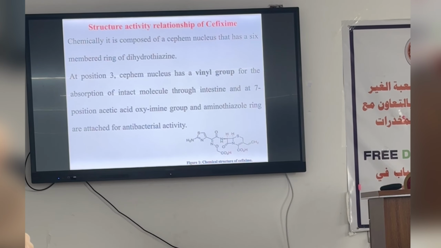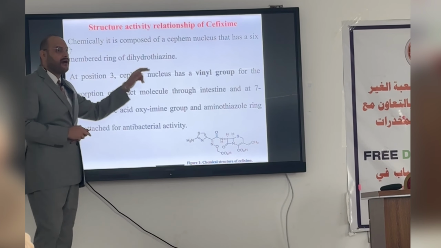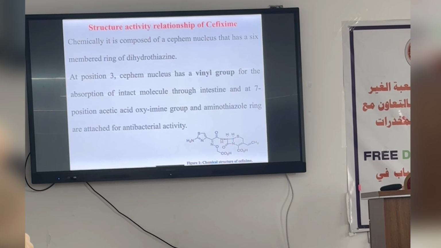So we have the main structure of beta lactam, and we have another 6-member ring which is dihydrothiazine, and we have different R1, different R2. Do not forget, please. In the case of penicillin, we have just one R, one place for change. But here we have two places for change.